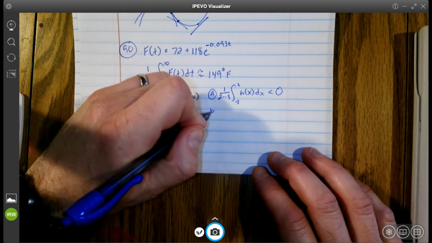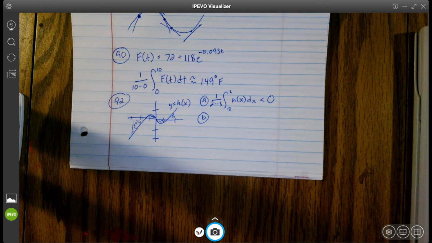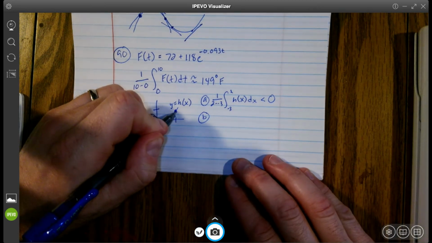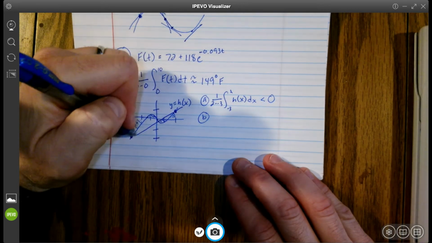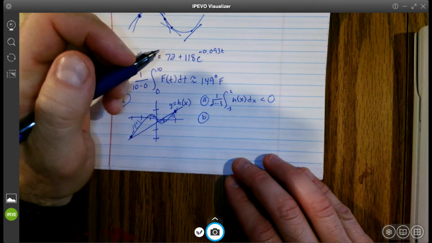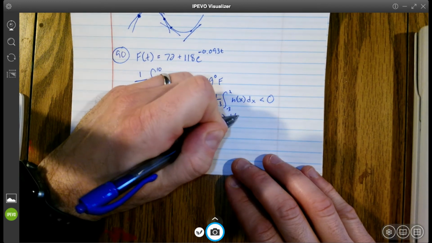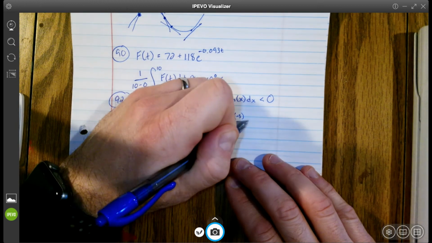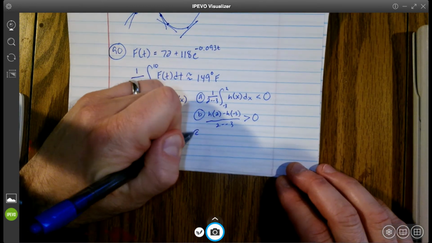So we look at B then, the average rate of change of h over -3 to 2. Remember, average rate of change is very simply taking the slope from -3 to 2, so the slope of the secant line. So if we said h of 2 minus h of -3 over 2 minus -3, this is going to be some positive value. All right, so let's go on to C.